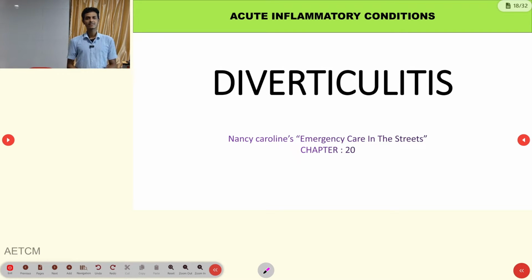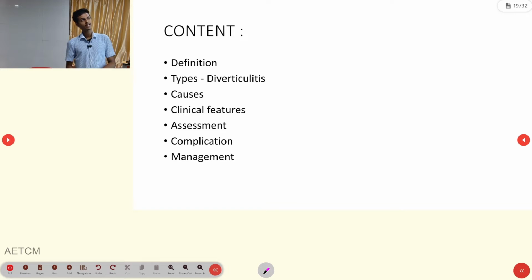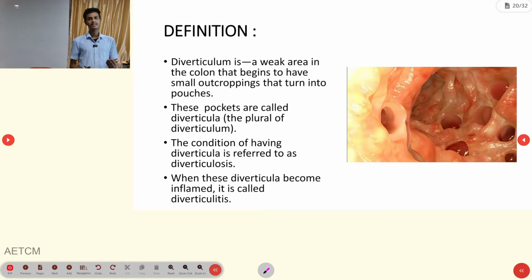Today's topic of discussion is diverticulitis, an acute inflammatory condition. The content of our presentation: definition, types of diverticulitis, causes, and clinical features. What are the assessment points we have to go through in the pre-hospital setting, complications, and then management both in-hospital and pre-hospital.